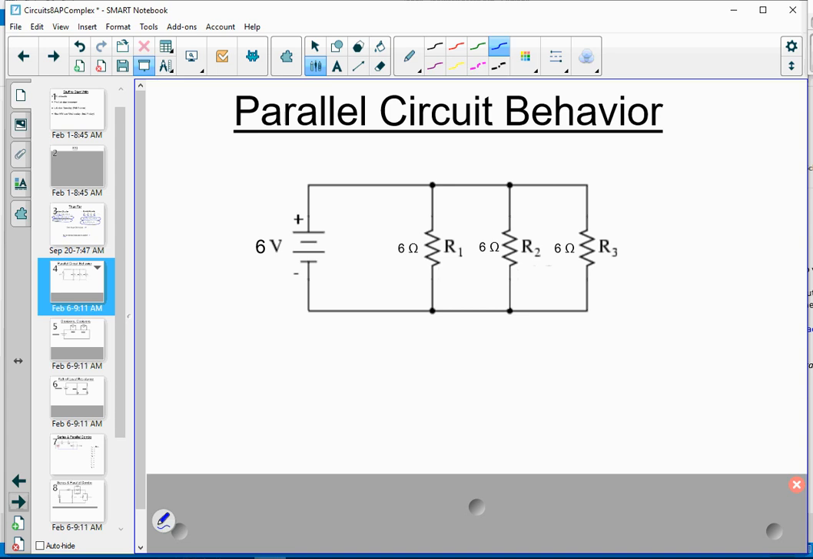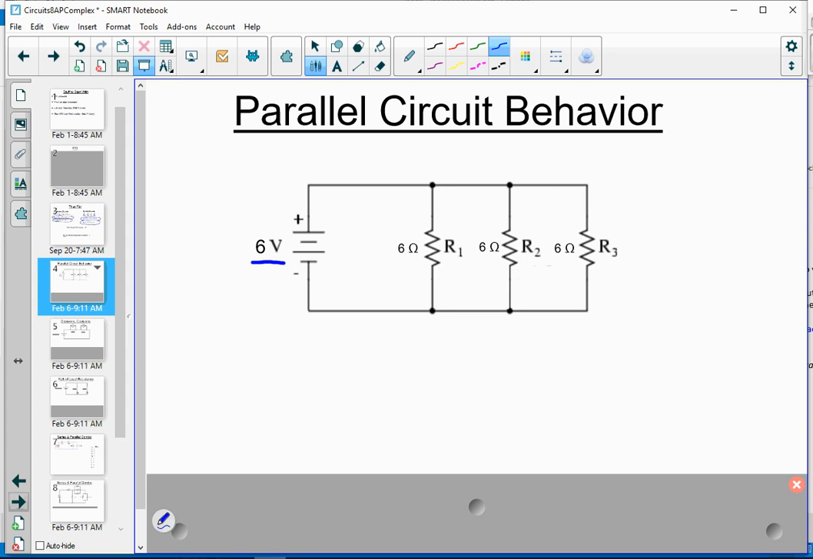All right, I would like to talk about the behavior of parallel circuits a bit, because now we're going to begin talking about what happens to the various measurements in a circuit when you start to change things. So I'd like to take a look at this circuit, and then we'll talk about what might happen if you add another resistor. So here we have a 6-volt battery, and we have 3 identical 6-ohm resistors in the parallel circuit.